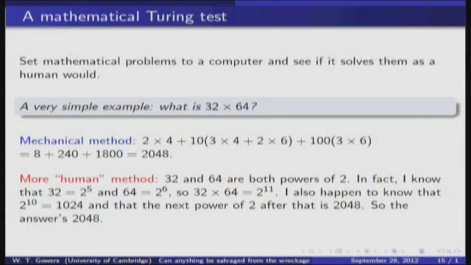So if you were to ask a typical computer now what 32 times 64 was and ask it to show its working, you might then conclude that it wasn't a human operating it from a secret room somewhere. So why do many mathematicians think that the day will never come when computers can do what they do?